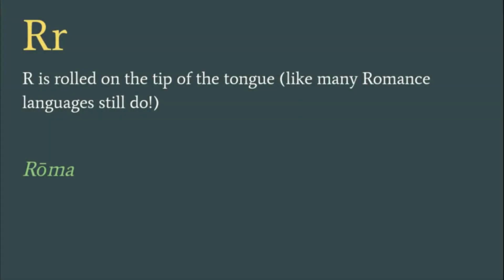Now we have the R. The thing you want to know about the Latin R is that you roll it on the tip of your tongue. A lot of Romance languages do this, and it's something that I struggle with. But when you say that word Roma, right, you want to try to roll the R better than I can do. But it definitely has that rolled sound to it. So when you practice it or read it out loud, try rolling your R's and see if you can get good at it.